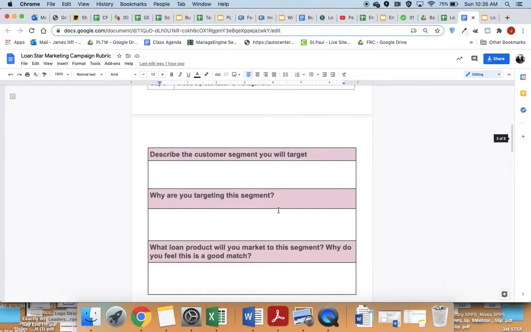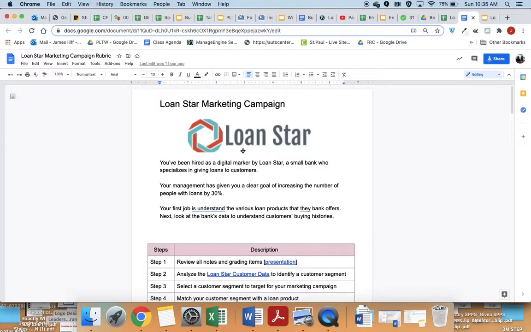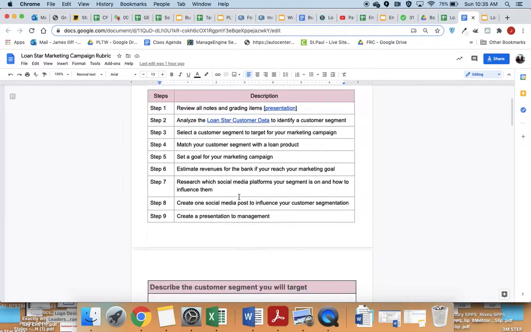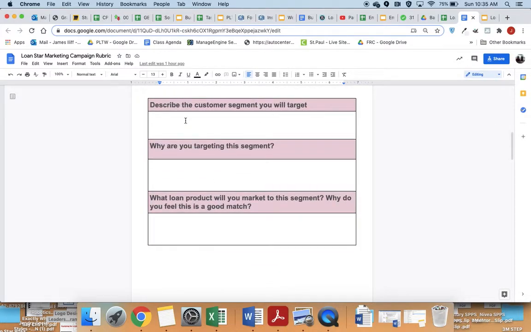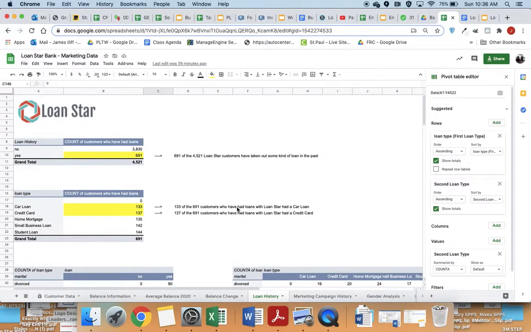Lastly, you are going to fill this out. Describe the customer segment. So this is our kind of rubric here. You're going to scroll down, and once you've decided that, you're going to describe the customer segment you'll target. So put that here, and then why you think you'll be successful with this customer segment, and then what loan product are you targeting to this customer segment, and why do you feel this is a good match? So that's what you're going to fill out based on your analysis from the data.